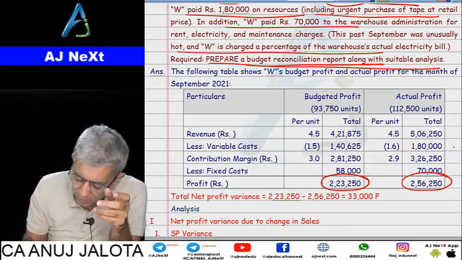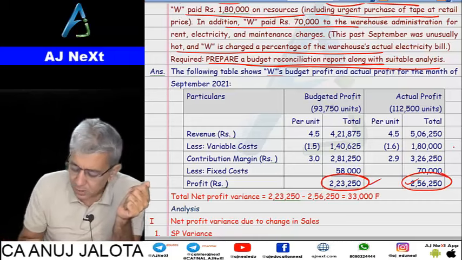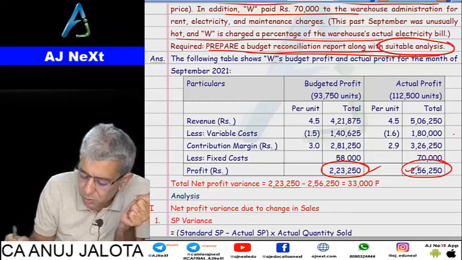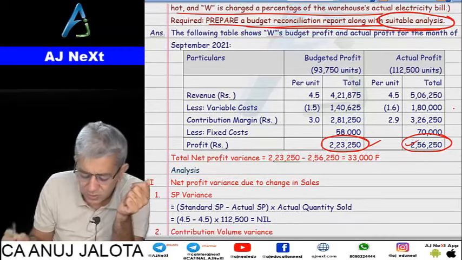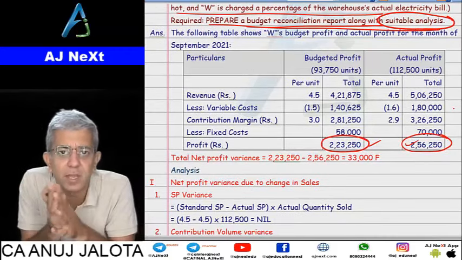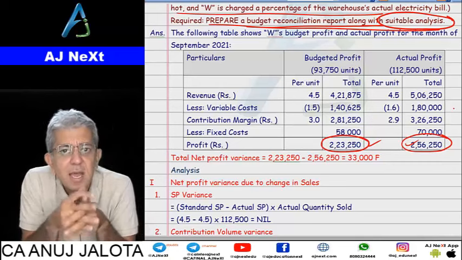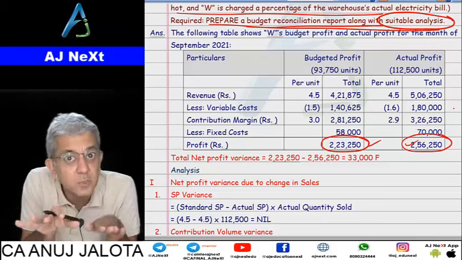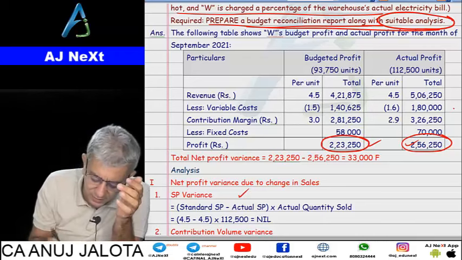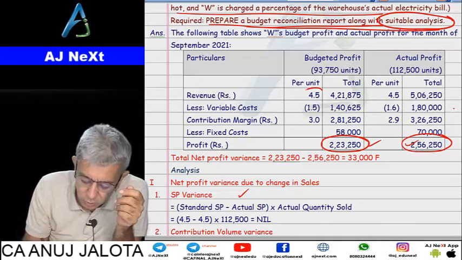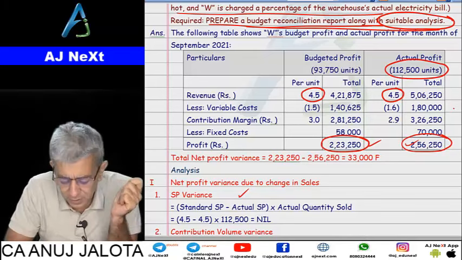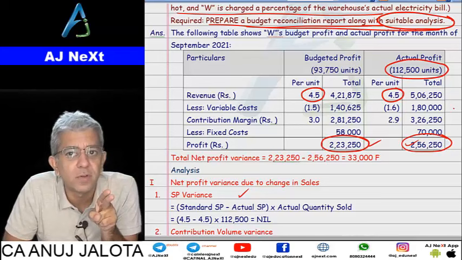So first of all, total net profit variance, that is this minus this. Now, try to do its analysis. Analysis means breakup. So Roman number one, net profit variance due to change in sales. ICA does not know how to compute it directly, so it does its breakup. Its breakup is selling price variance. That is how much price you should have sold at, how much price you have sold at, into this figure. Ultimately, it'll be nil.